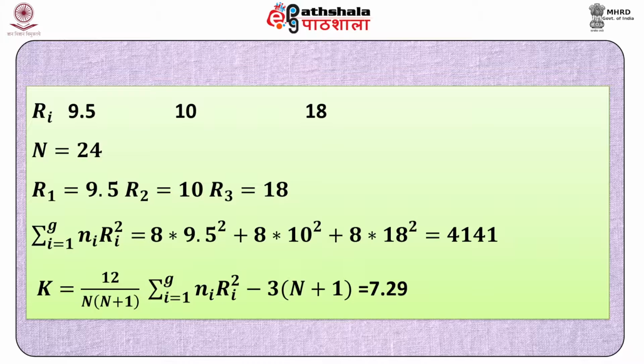Sigma i equal to 1 to g, Ni Ri square is equal to 8 into 9.5 square plus 8 into 10 square plus 8 into 18 square, which is 4141. K is equal to 12 divided by N into N plus 1, sigma i from 1 to g, Ni Ri square, minus 3 into N plus 1, which is equal to 7.29.